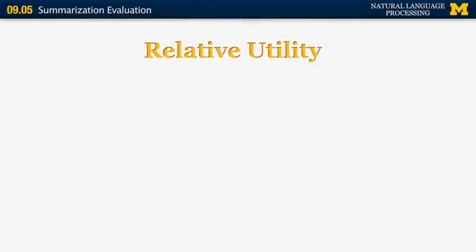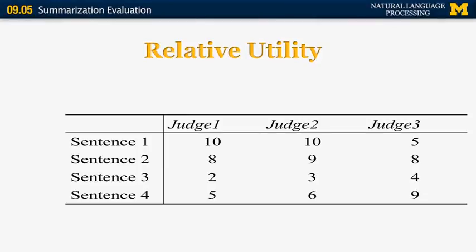Okay, so now let's see how we can compute relative utility. Suppose that we have 3 judges, judge 1, 2, and 3, and 4 sentences, and we want each judge to pick 2 sentences for the summary. The numbers in the table represent the utilities that each judge gives to the different sentences. So judge 1 gives utilities of 10, 8, 2, and 5 respectively. So if he were to pick 2 sentences, he would pick sentences 1 and 2. Judge 3 has scores of 5, 8, 4, and 9. So if she were to pick 2 sentences, she would pick sentence 2 and sentence 4.